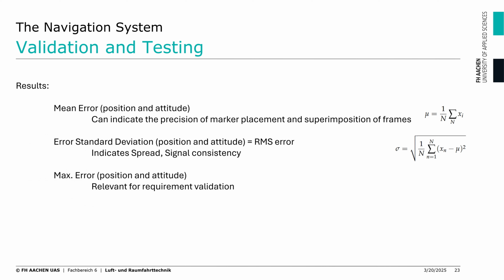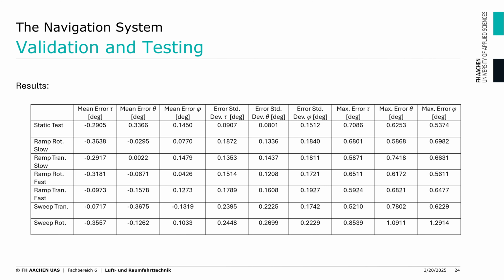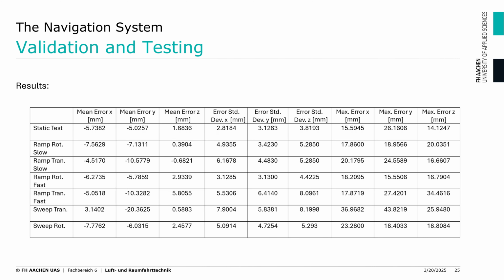Of course, not only the graphs were looked at during the various tests, but a quantitative analysis was also carried out. For this purpose, 3 values were looked at more closely, which are the mean error, the error standard deviation, also often called root mean square error, as well as the maximum error, which is needed to evaluate the accuracy requirements. The results for the attitude of all test series are summarized here. The results for the position are summarized here.